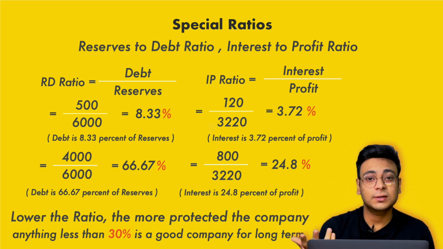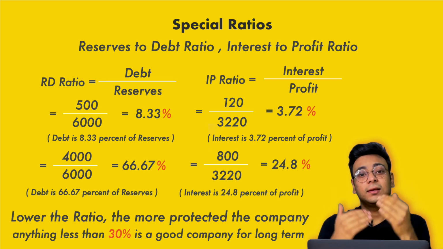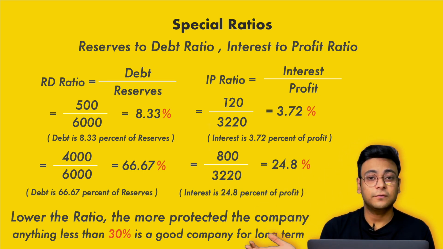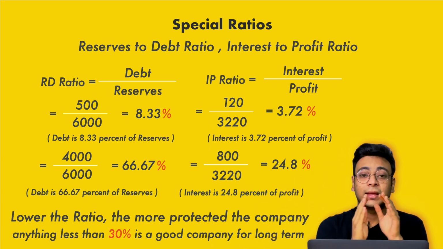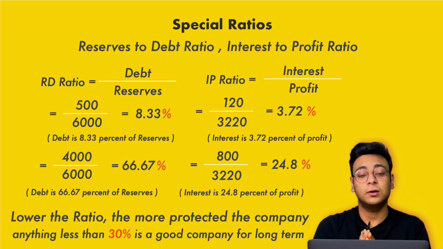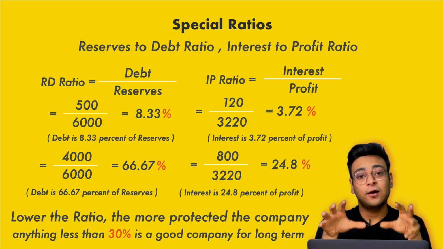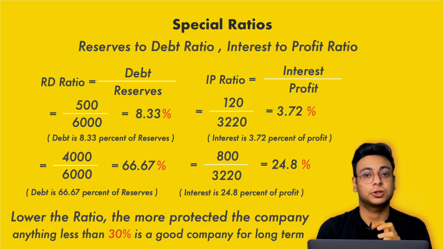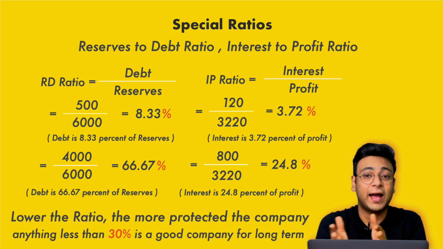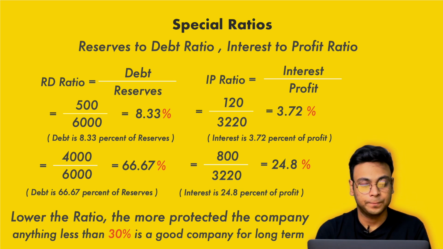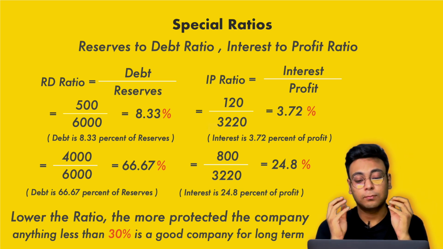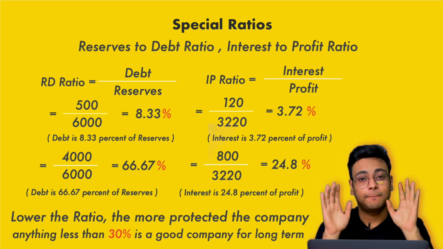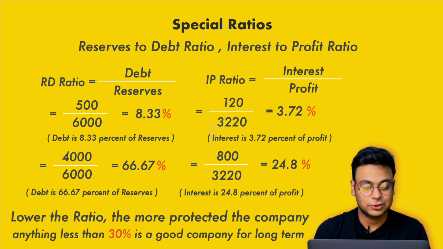If the interest burden increases on a company, the company's profitability in the near future will fall. Hence, it is always suitable to invest in a company where the burden of interest is much lower, where the ratio of IP is much lower. Now, the lower the ratio, the more protected the company. That is the basic function of both the ratios.